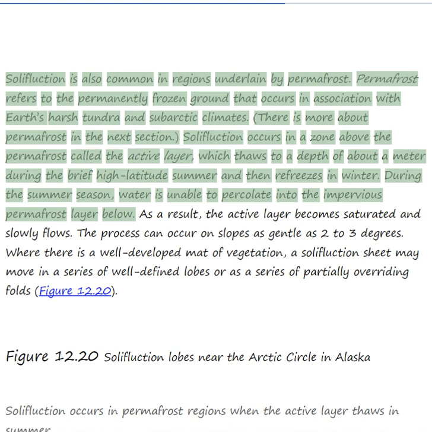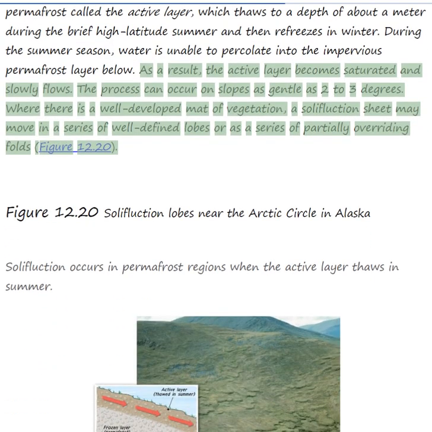Solifluction is also common in regions underlain by permafrost. Permafrost refers to the permanently frozen ground that occurs in association with Earth's harsh tundra and subarctic climates. Solifluction occurs in a zone above the permafrost called the active layer, which thaws to a depth of about a meter during the brief high-latitude summer and then refreezes in winter. During the summer season, water is unable to percolate into the impervious permafrost layer below. As a result, the active layer becomes saturated and slowly flows.